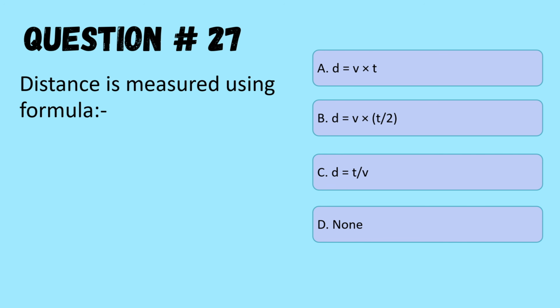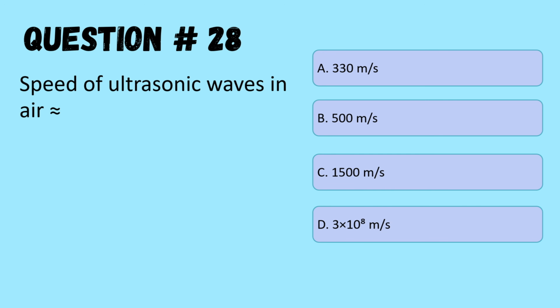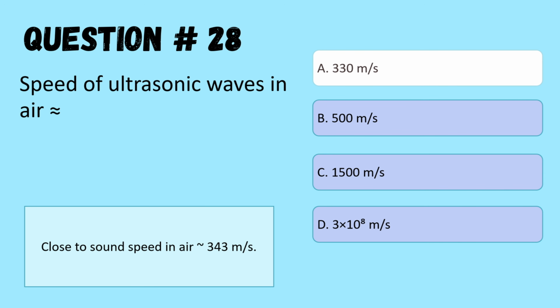Next question is: distance is measured using formula D equals V into T, D equals V into T by 2, D equals T by V, or none of these. So the correct option is option B, D equals V into T by 2. So we are moving to the next question. Next question is: speed of ultrasonic waves in air is approximately equal to? Options are 330 meter per second, 500 meter per second, 1500 meter per second, or 3 into 10 to the power 8 meter per second. So the correct option is option A, 330 meter per second. So we are moving to the next question.